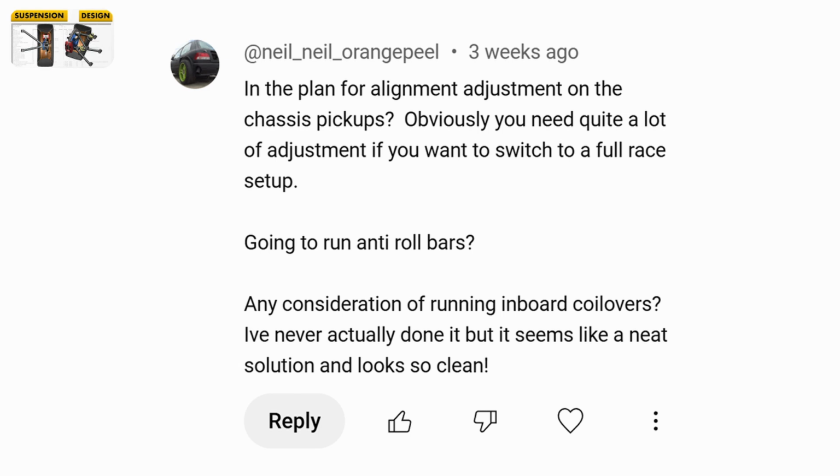Neil also asks, is there any consideration of running inboard coilovers? And that does provide a bit of flexibility around the use of rockers, and you can really change the linearity of the spring actuation. There's a lot of advantages to going inboard, not the smallest being that it is actually tucked away, but it does add extra parts, extra complexity, and extra weight. And I really think for the road, it's not worth it.